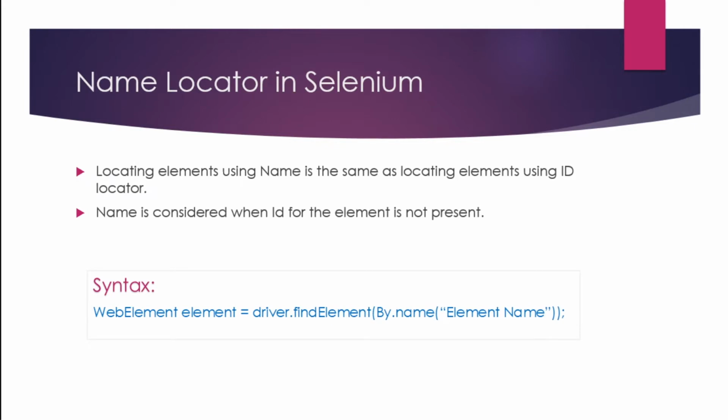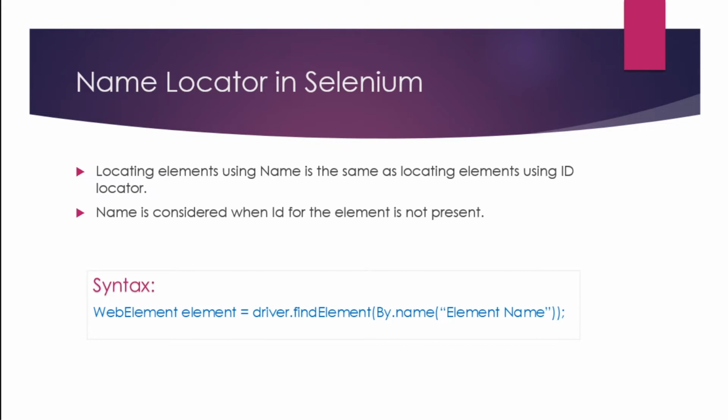So the next one is the name locator in Selenium. Locating elements using name is the same as locating elements using the ID locator. Name locator is considered when ID is not present in the element. The important thing to note is that name is not unique and multiple elements may have the same name on a web page. In such cases, the driver will return the first element found with that name.